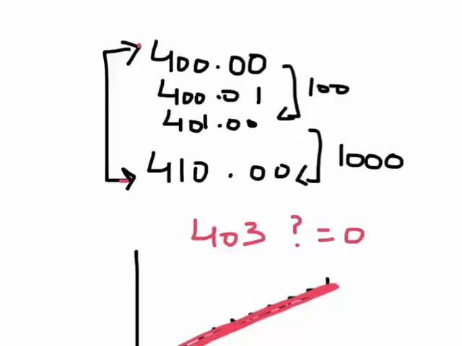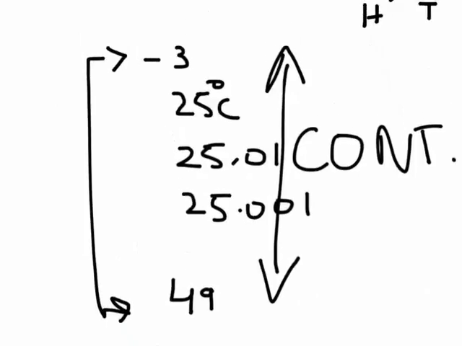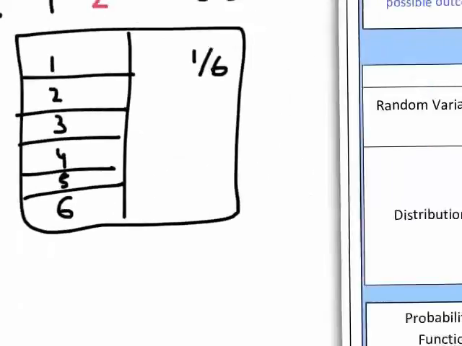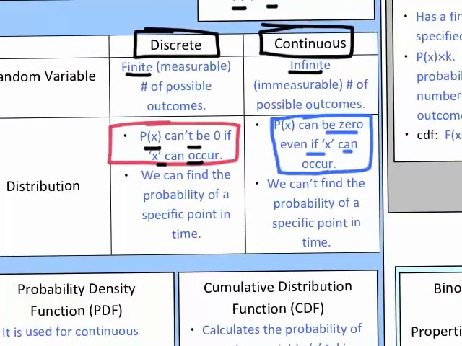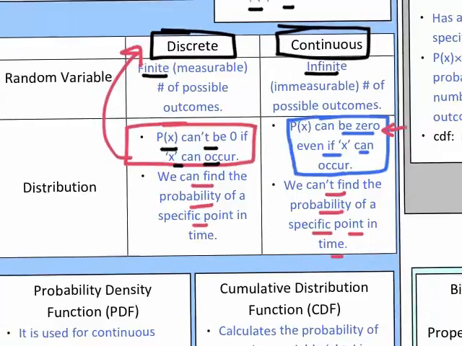So think of the temperature being 25 degrees centigrade. Now 25 means what? 25.000000. That is one of probably million outcomes that can be there between -3 and 49. So that's why probability of X can be 0, can be 0 even if X can occur. We cannot find the probability of a specific point, while in discrete, we can find probability of a specific point. In discrete, we can. In continuous, we cannot. Okay. Let's move forward.